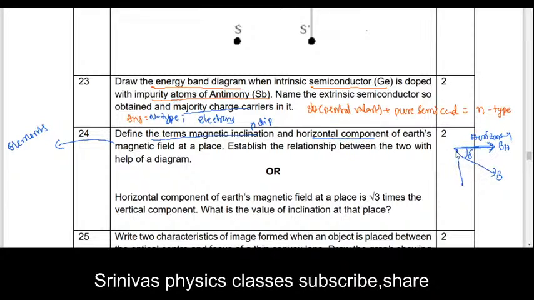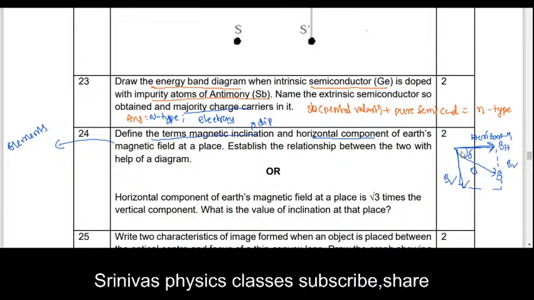Next, horizontal component: the earth magnetic field is divided into two components. One is horizontal and the other is vertical. Establish the relation between them with the help of a diagram. This is the diagram for the relation they are asking.